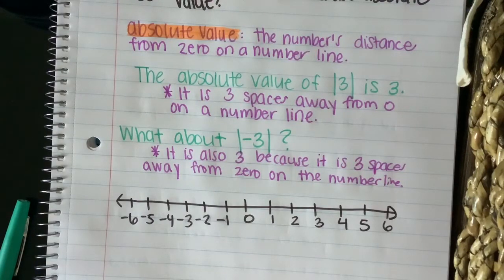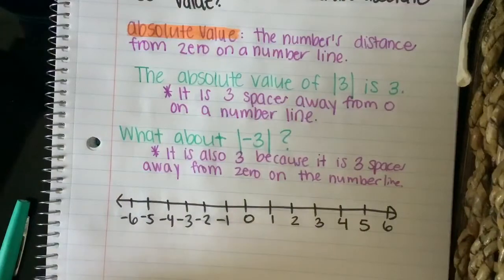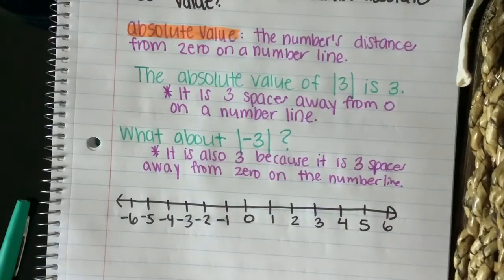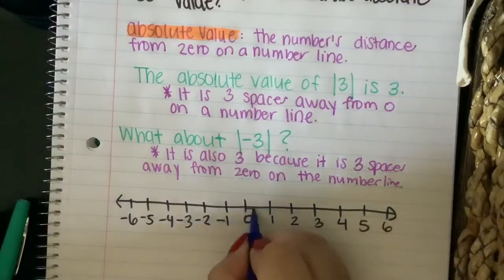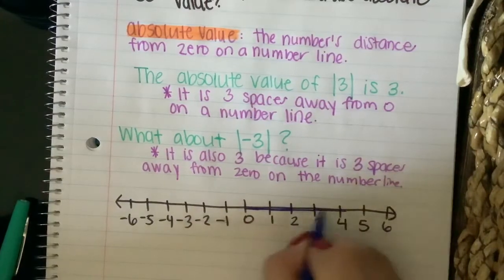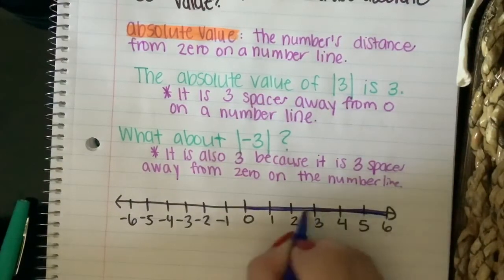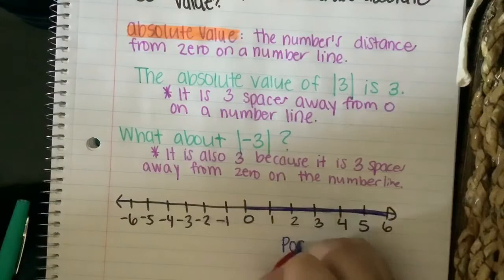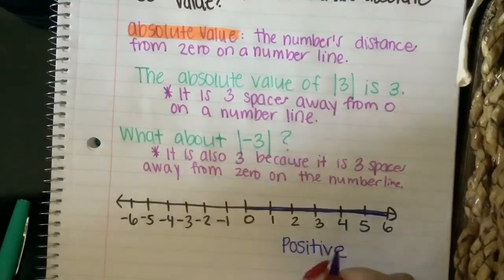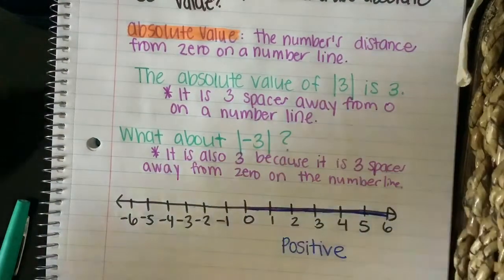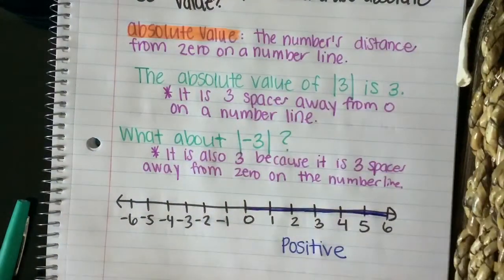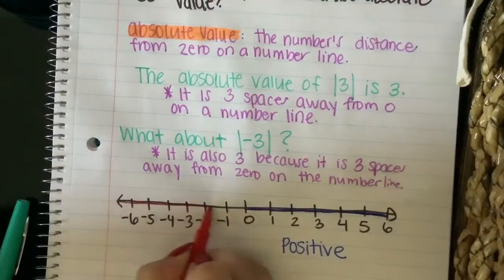And I'm going to use my blue and red, just like I did last lesson, to color code my number line. My positives are on this side, and you're welcome to label that. And I'm going to color code my negatives in red, and again, you are welcome to label that too.